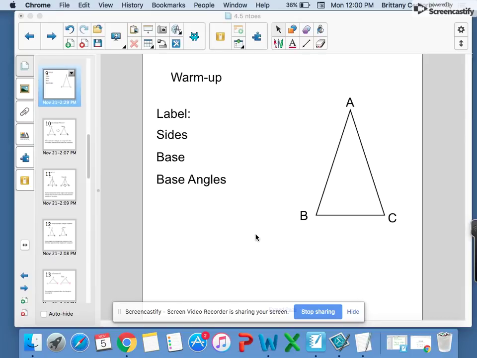All right, so today we're going to talk about isosceles triangles. The first thing we are going to do is just label what the sides of an isosceles triangle look like, and then the base and the base angles.